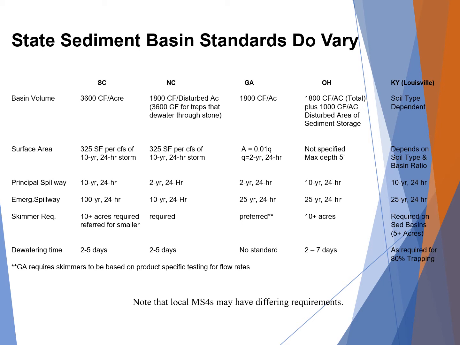Skimmer requirements, or where a skimmer is required. In South Carolina, if it's 10 acres or more, a skimmer is required, and it's preferred for smaller areas. North Carolina requires it on nearly all sizes.